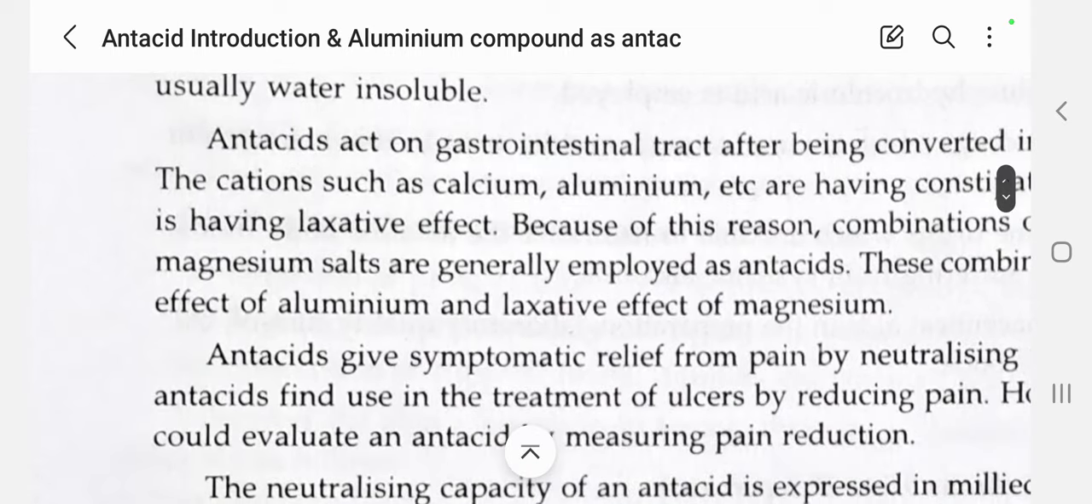This class will help you to understand antacids and combination therapy, why combination therapy should be given to patients, and what the ideal characteristics of an antacid are. Thank you.